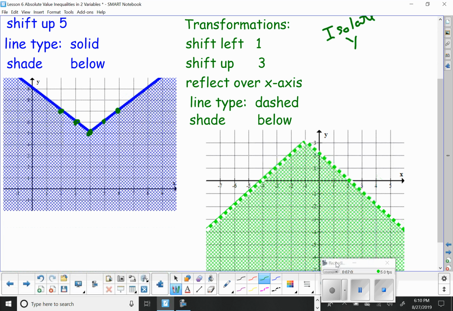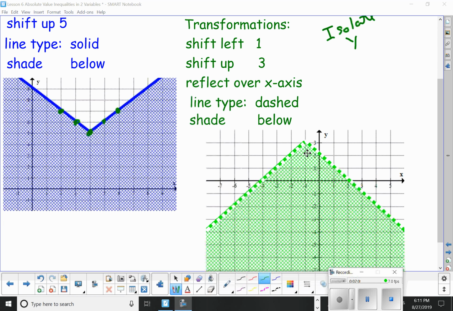My own directions said to go left 1, up 3, reflect over the x-axis, which means the V is upside down, and make it with a dashed line. So right 1, down 1, right 1, down 1, right 2, down 2. Whatever I do on the right, I do on the left, and I draw my V-shaped graph.